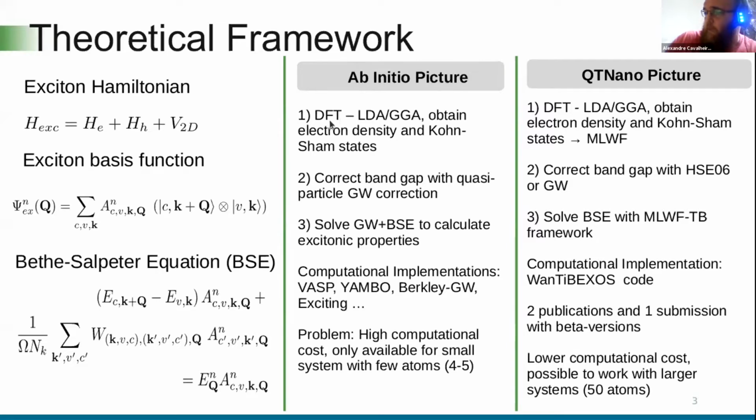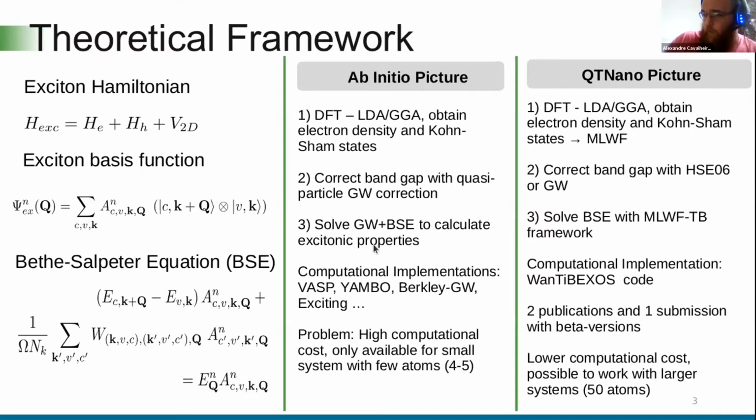We start with density functional theory. You can choose the LDA or GGA approximation, and obtain the Kohn-Sham states and the electronic density. We then correct the band gap with a quasiparticle correction, GW, and solve the Bethe-Salpeter equation with some ab initio code. There are computational implementations of this, such as VASP, Yambo, BerkeleyGW, and exciting. They are very good codes.